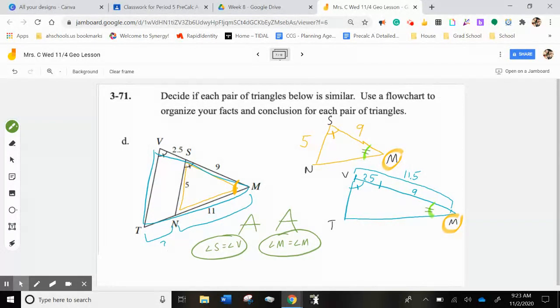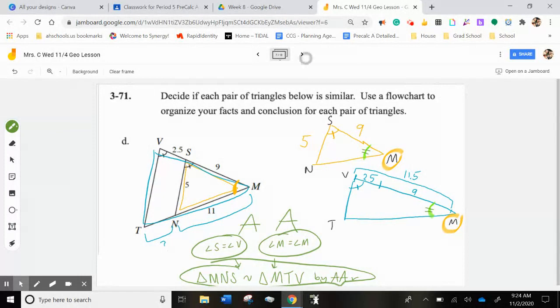So that's my second angle pair, which means I can say that triangle MNS, and again, you don't have to do that order, but you do have to make sure the letters match, is similar to triangle MTV by AA similarity. Okay, so that's kind of the first half of the lesson. The last half is going to be solving for missing sides now that we know which ones are similar, which ones are not.